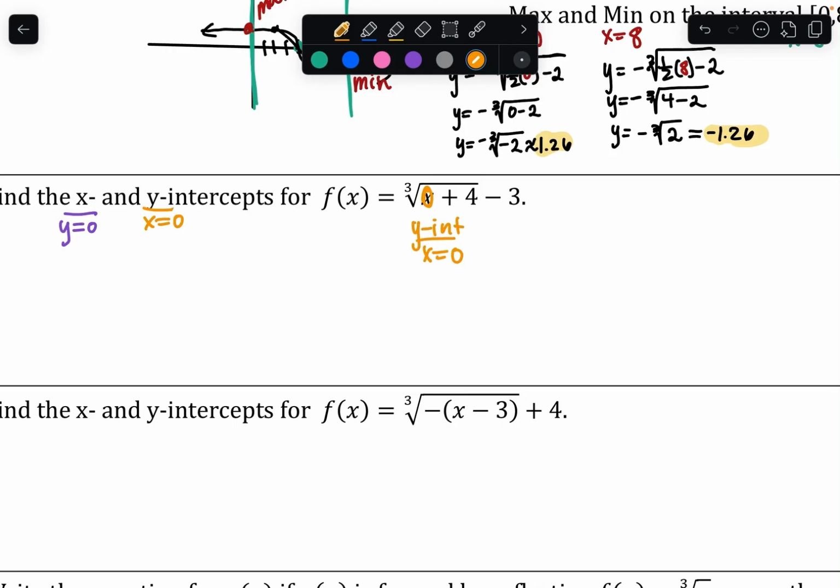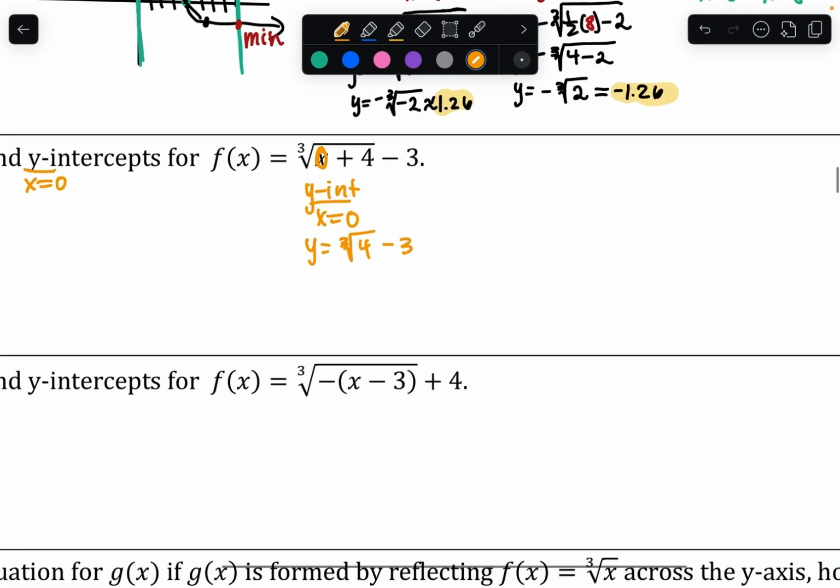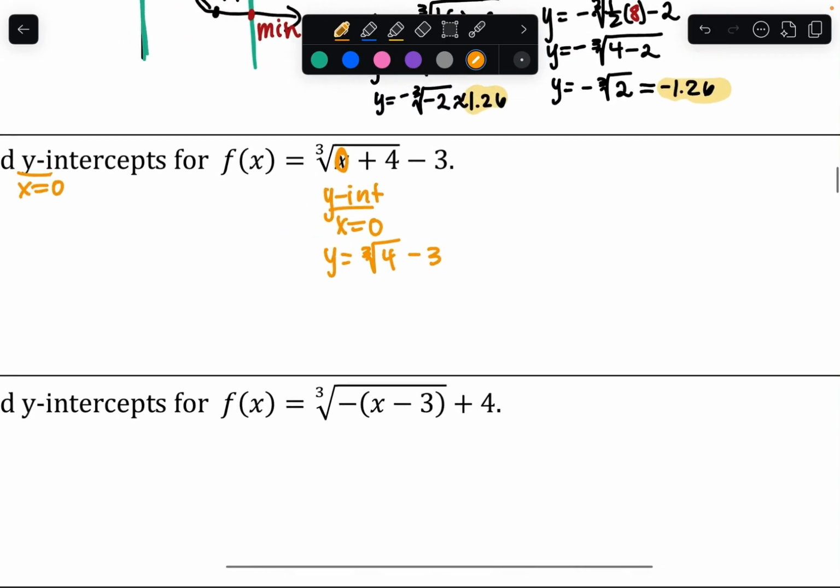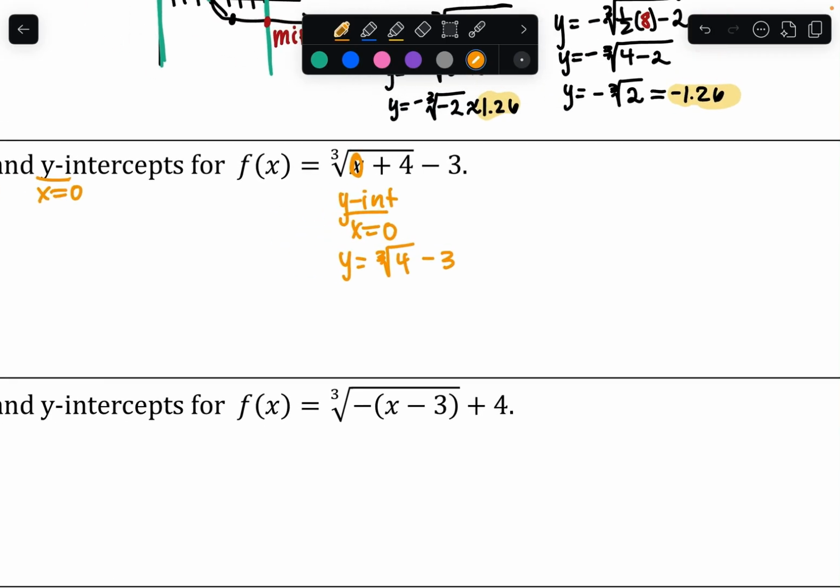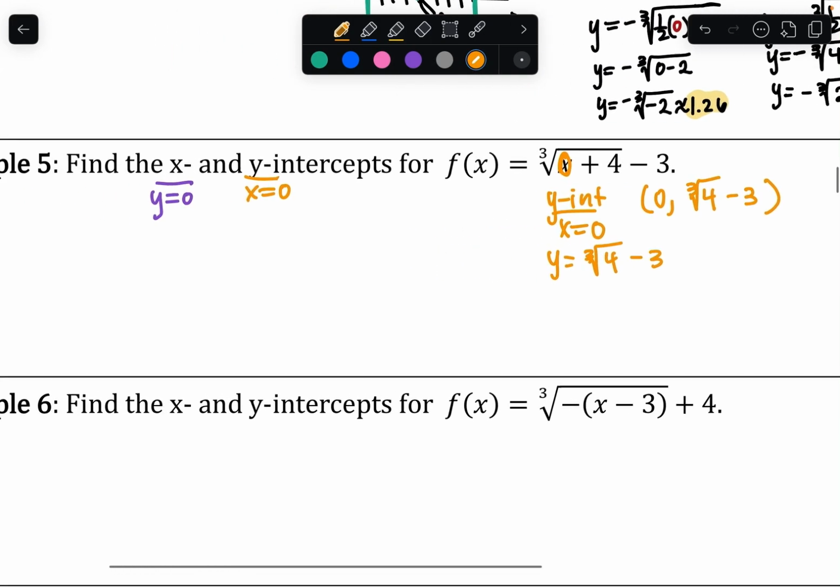So I'd replace this x with 0, and I would get cube root of 4 minus 3. Of course, 4 isn't a perfect cube, so that is going to be a decimal approximation. But without a calculator, you would just leave it in terms of cube root. So I'm going to leave it for the sake of time. So cube root of 4 and then minus 3 outside for my y-intercept.